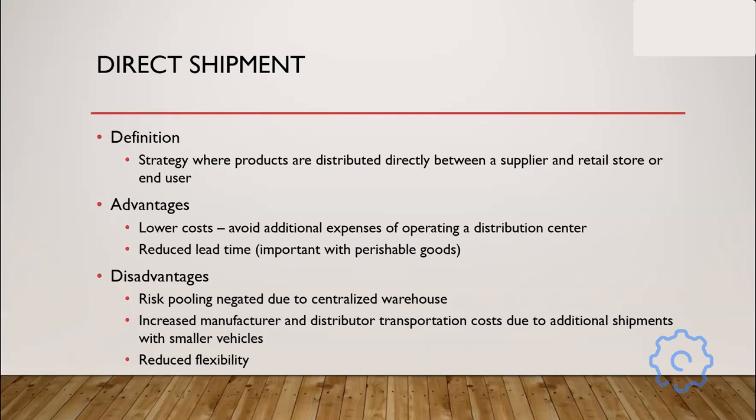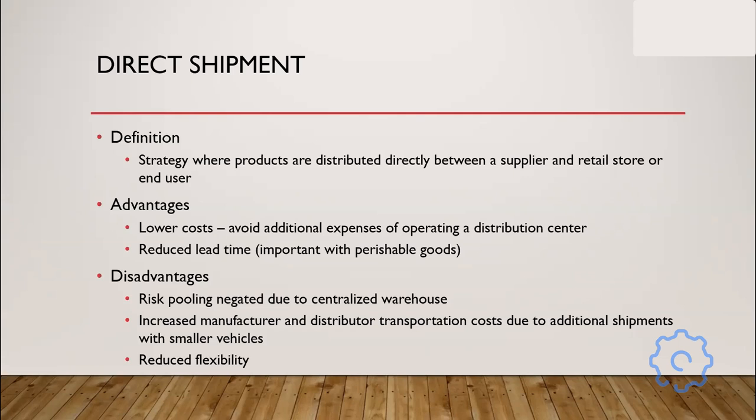Second, there are increased manufacturer and distributor transportation costs due to additional shipments with smaller vehicles. This is important because you are going from point A to point B, and point B may only have, let's say, 20 units of demand. Whereas if you have 4 or 5 locations with 20, you could have a larger shipment with 100 units going to a central warehouse and then split those into smaller trucks. When you use a direct shipment strategy, you have to use the size of the shipment that is required for that retail outlet or end user. So therefore, you can have increased manufacturer and distributor transportation costs.